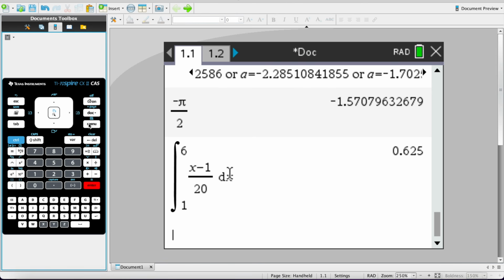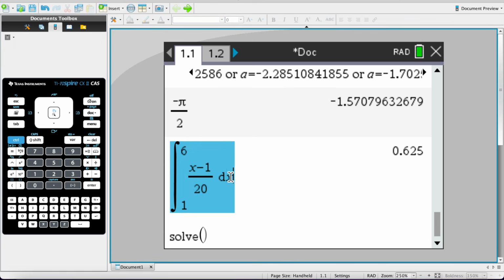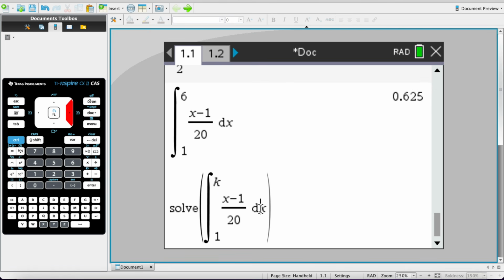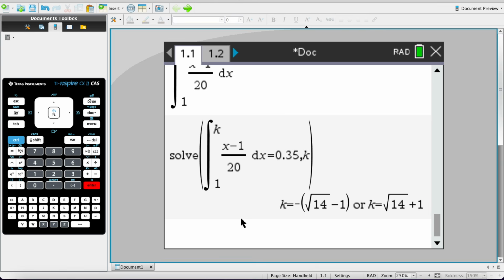So we can just do a solve that this integral, and instead of 6, we'll change it to k, is equal to 0.35 comma k, and that is a negative number or a positive number, and of course it has to be a positive number because it has to be greater than 1. So it looks like k is root 14 plus 1, which is b.